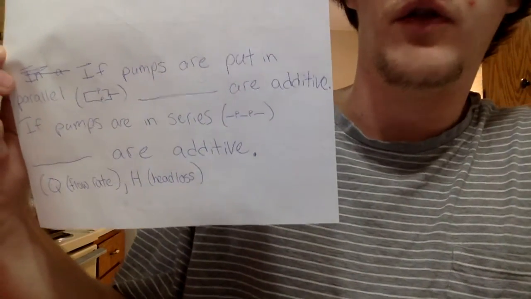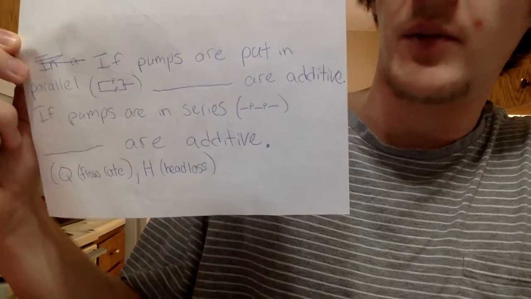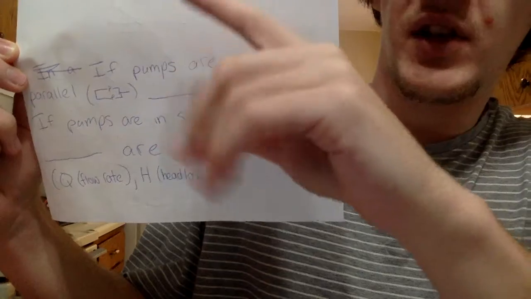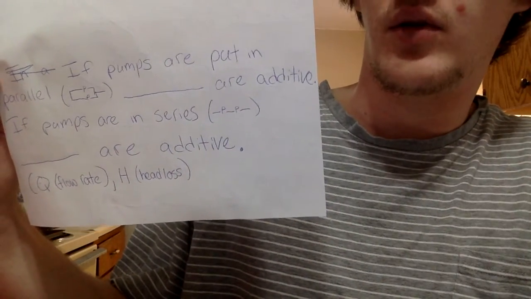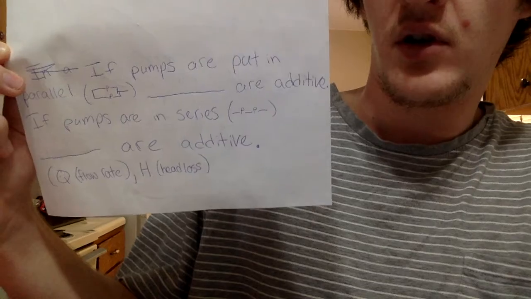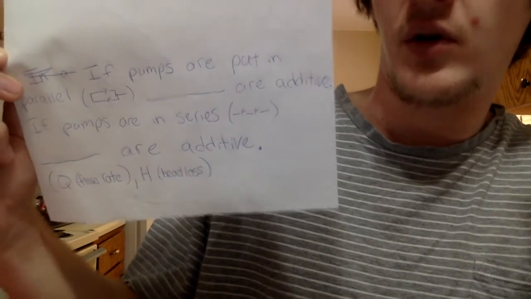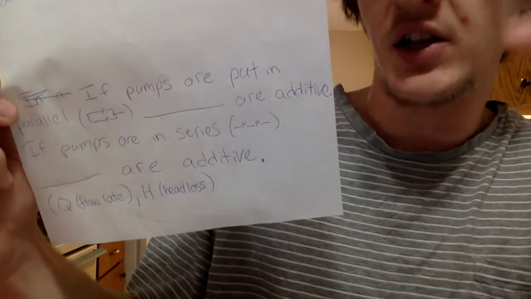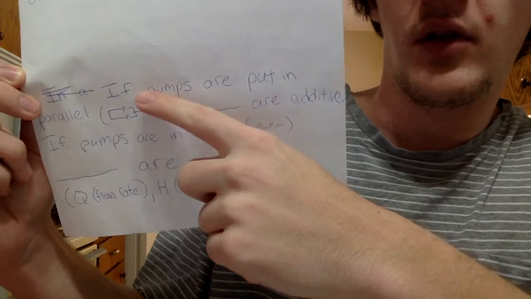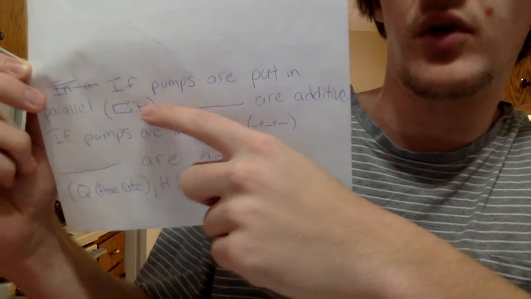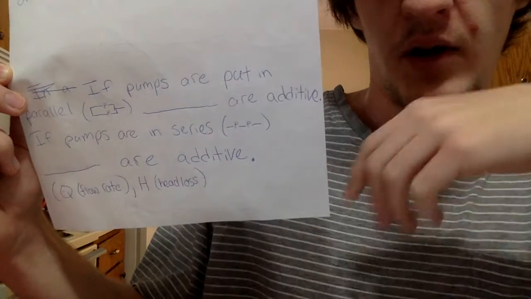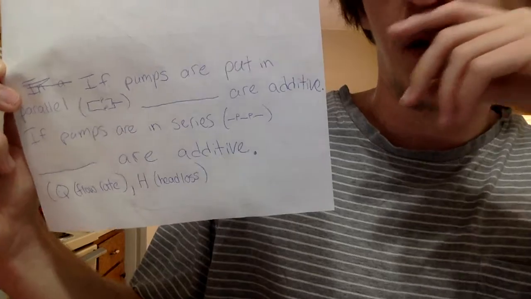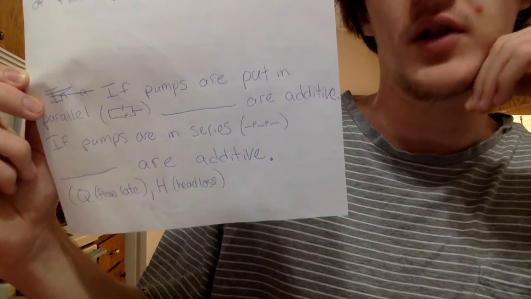The answer is the flow rates are additive if the pumps are in parallel. That's obvious because if the flow coming in splits up into two, half the water is going to go into one pump and half into the other, so each gets half the flow rate, but on the out they add back up, because there's only one outlet. That can be beneficial in some ways.